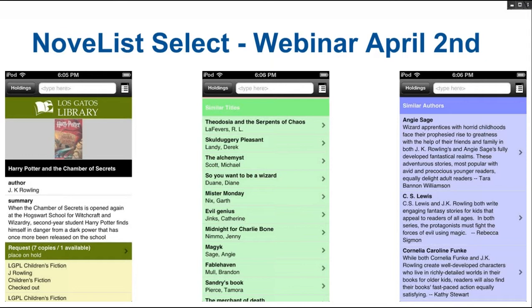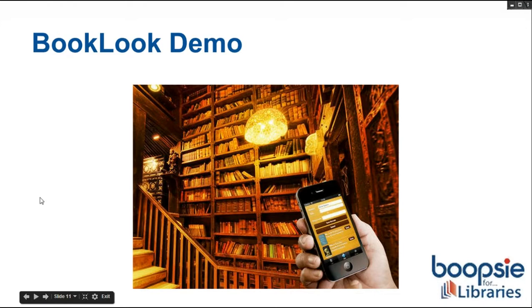I really like how it works here. If you look up a book, Harry Potter and the Chamber of Secrets, for example, it shows the item detail page, and then if you keep scrolling down, that's the second and third screenshots there. In the middle one, you can see more titles similar to Harry Potter or more authors similar to J.K. Rowling. And these are all put together by book experts and professional librarians. Really nice feature that integrates right into your ILS. Again, that webinar is April 2nd if you're interested.